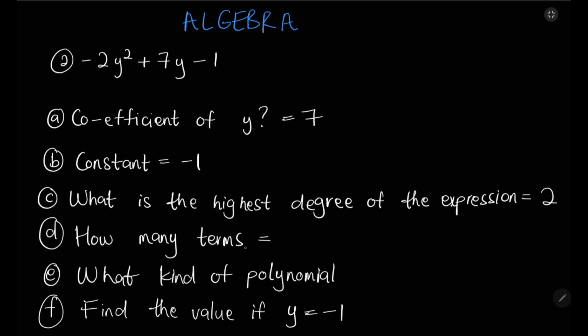How many terms in the expression? You have negative 2y to the power 2 plus 7y minus 1. How many terms do you have here? You have 3 terms. What kind of polynomial is it? We have 3 terms. It is therefore a trinomial.